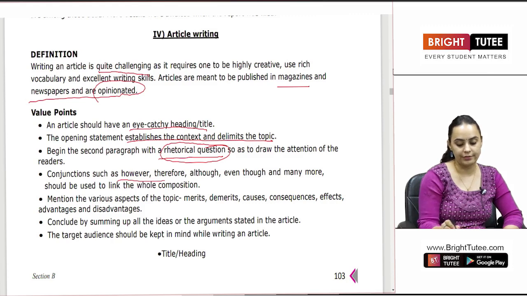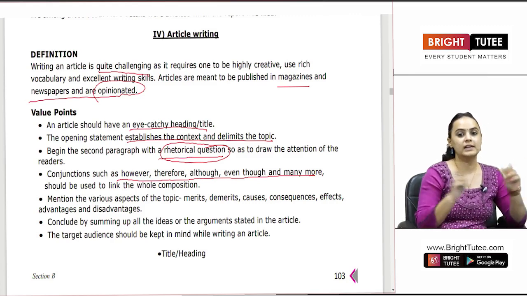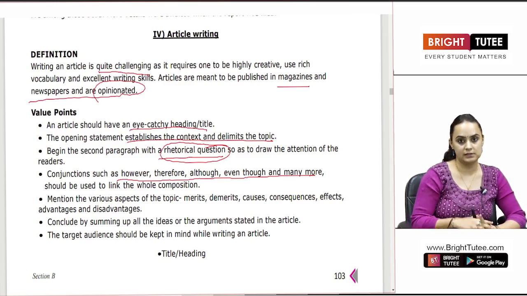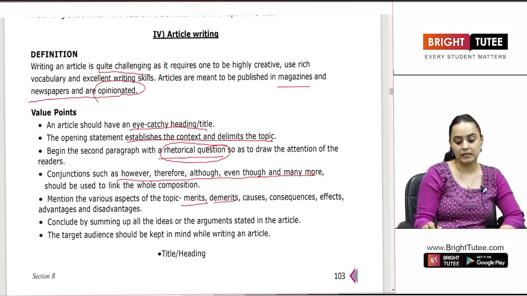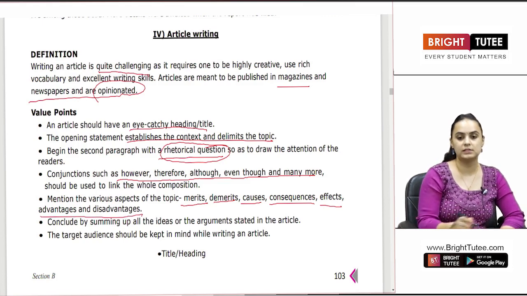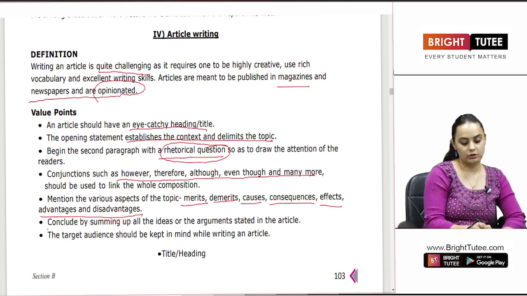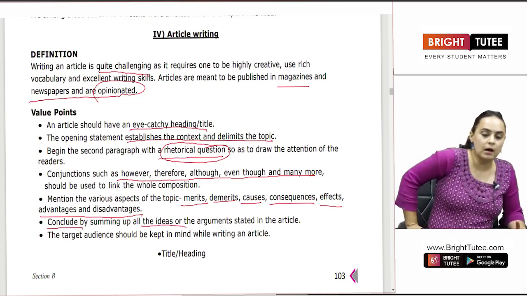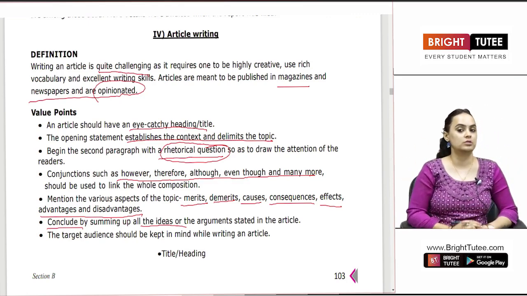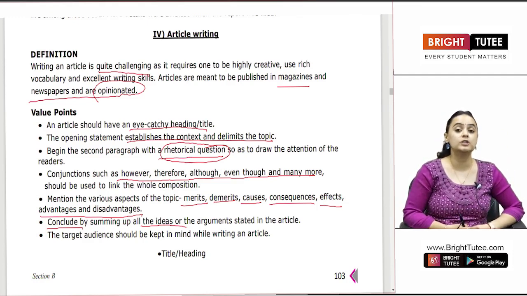Conjunctions such as however, therefore, although, even though and many more are to be used in the whole article to link them. Then various things about the topic, the merits, the positives, the negatives, the cause of something, the result of something, the effect of it, advantages, disadvantages, everything has to be mentioned. Conclude by summing up all the ideas or arguments stated in the article. So, the concluding statement should be the summary of all the ideas that you have mentioned in your article. And the target audience needs to be kept in mind when writing an article. So, whoever you are targeting, you need to keep that in mind.